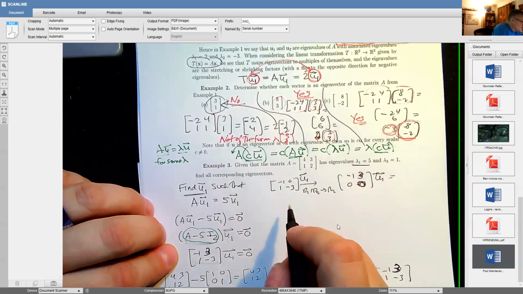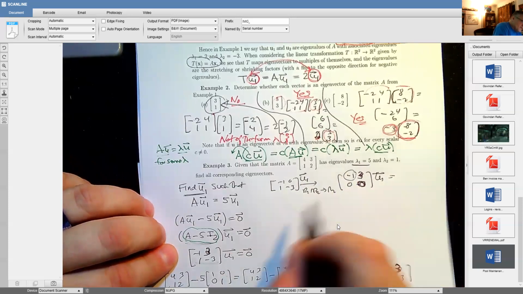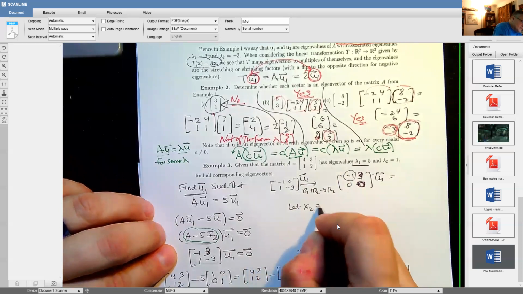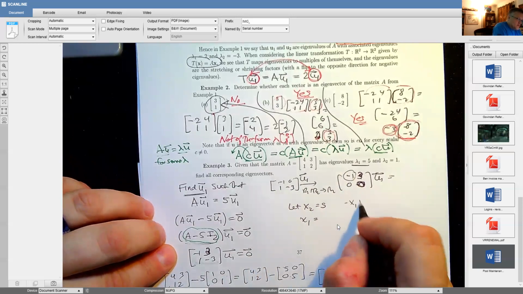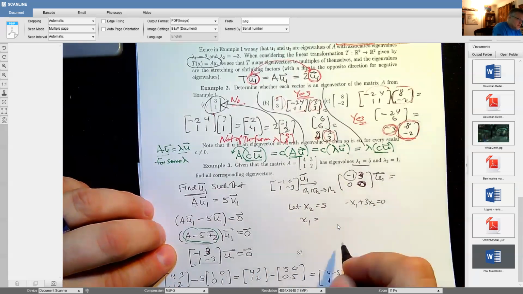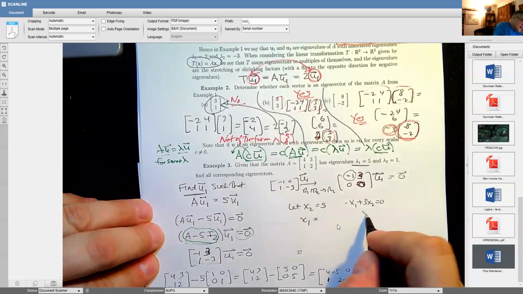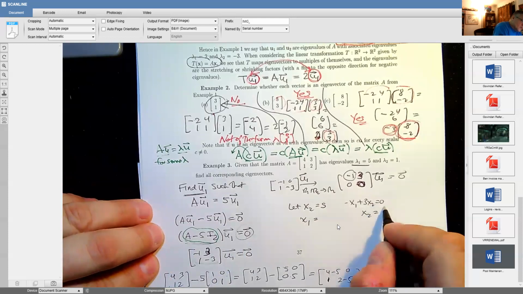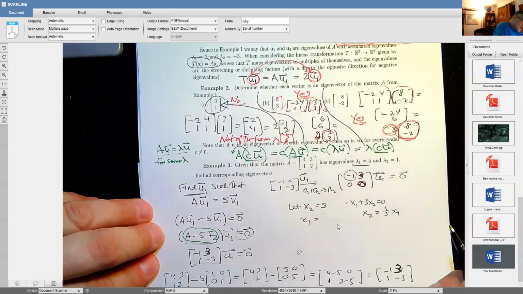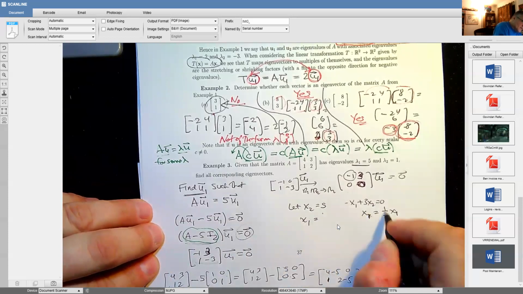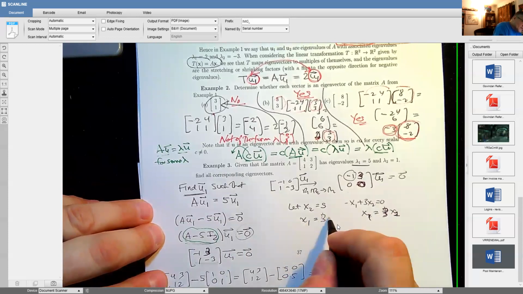And so what that tells you is that this guy is the pivot, that guy is free. So I'm going to let x2 be s. x1, therefore, remember from here, it's negative x1 plus 3x2 equals 0, right? Because I'm setting this whole thing equal to the 0 vector. x2 is equal to 1/3 x1. Oh, the other way around. Sorry, x1 is equal to 3x2. You can do it either way. And so x2 was s.